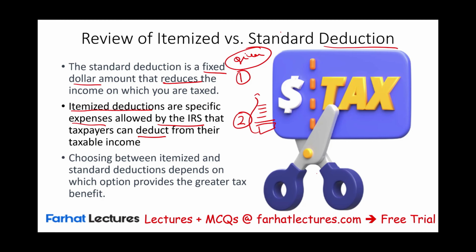So you will choose between those two figures the greater of the two, because it's going to reduce your taxable income. That's what you want. And this is what we will discuss in this session, a little bit more on how to come up with this conclusion. Let's go ahead and get started.